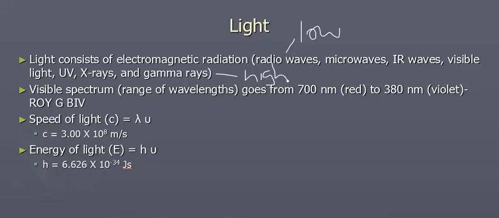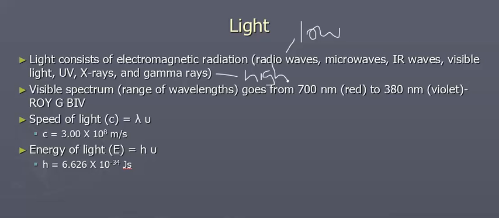And obviously the only portion of the electromagnetic spectrum that we can see is visible light, and visible light goes from red to violet. Roy G. Biv: red, orange, yellow, green, blue, indigo, violet. That's the only portion of the electromagnetic spectrum that we can see.